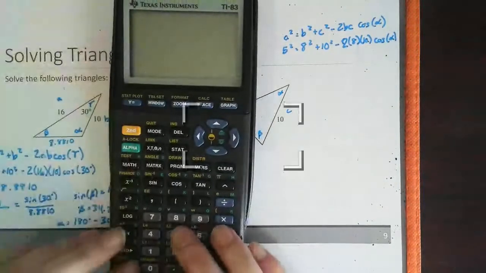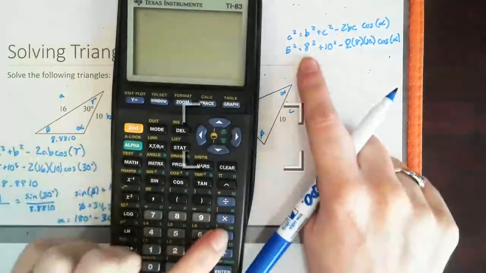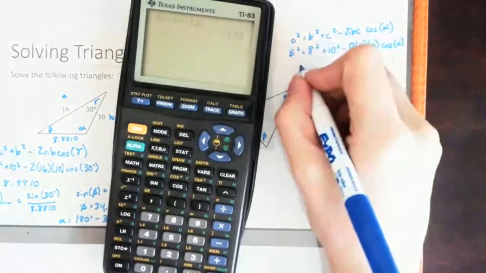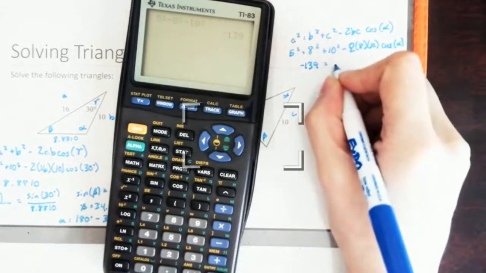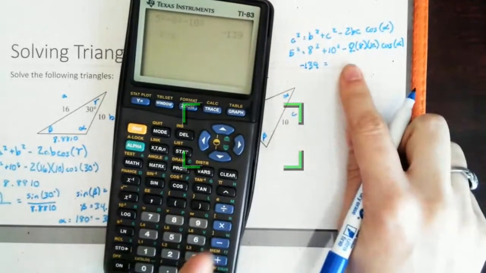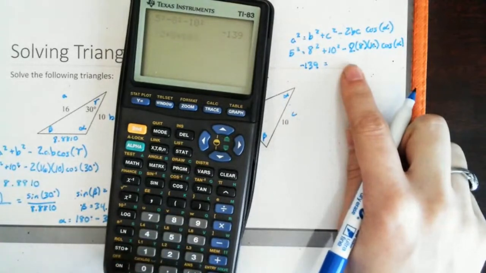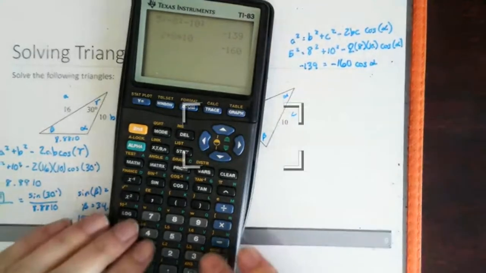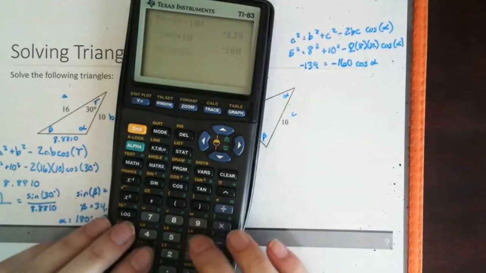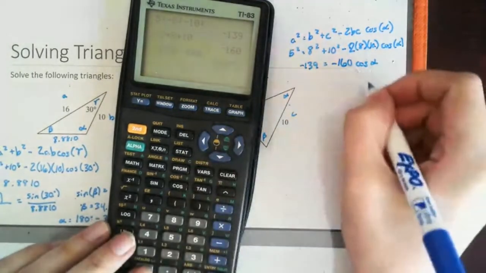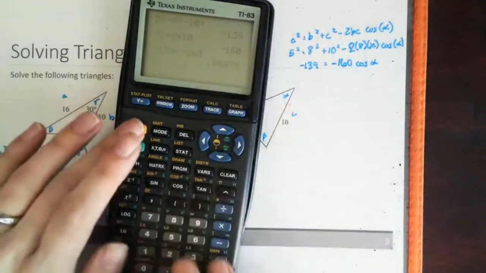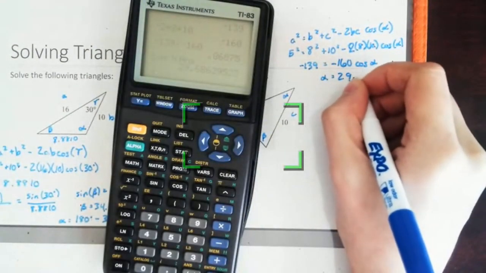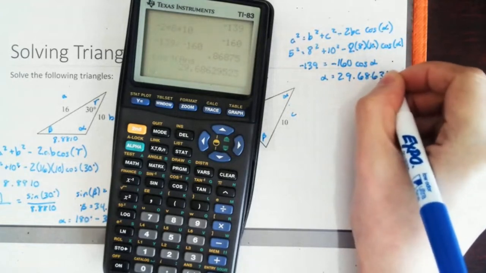Let's do some algebra here. I have 5 squared. I want to subtract the 8 squared, and I want to subtract the 10 squared. So that tells me negative 139 is equal to, what is negative 2 times 8 times 10? Negative 160 times the cosine of alpha. If I do negative 139 divided by negative 160, I get that the cosine of alpha is that value. So if I inverse cosine it, I get that angle alpha is equal to 29.6863 degrees.